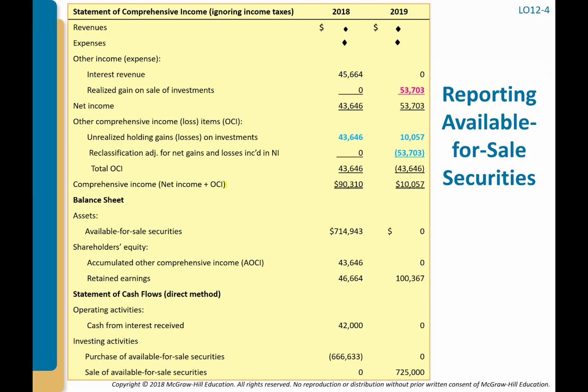What's the number up there? What's the number up here? 43,646. So I'm just closing that account now. I'm closing the account, this line item. I'm just turning it back to zero, right? It was a credit. Now I'm debiting it.